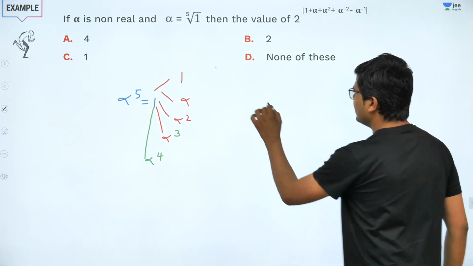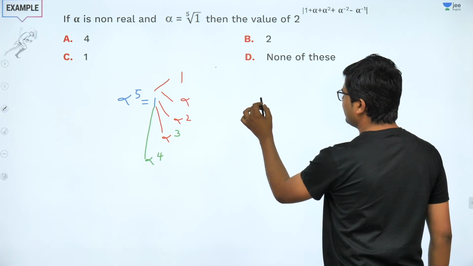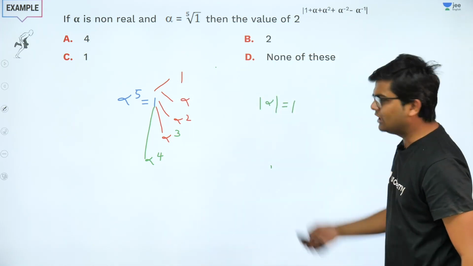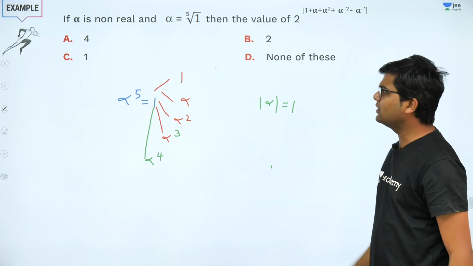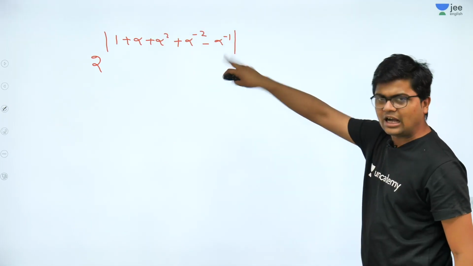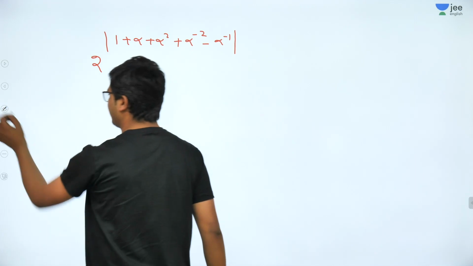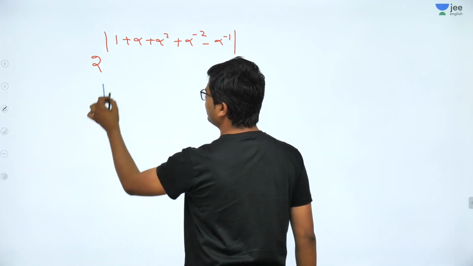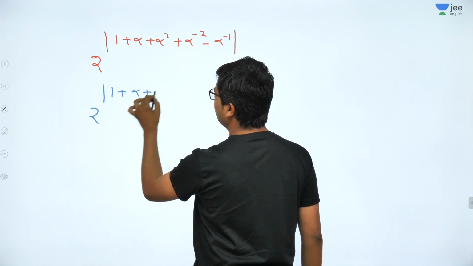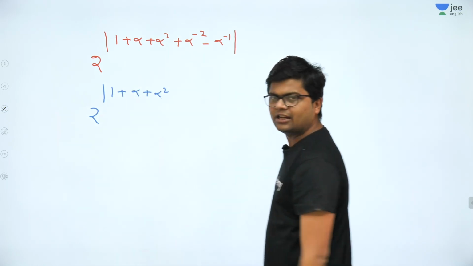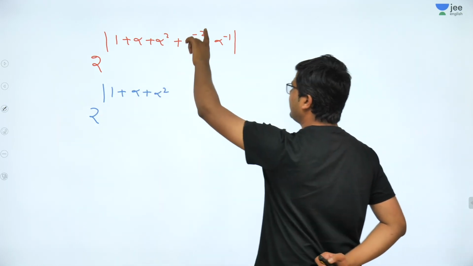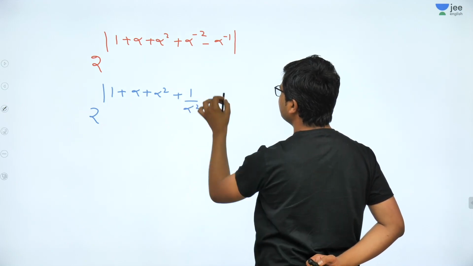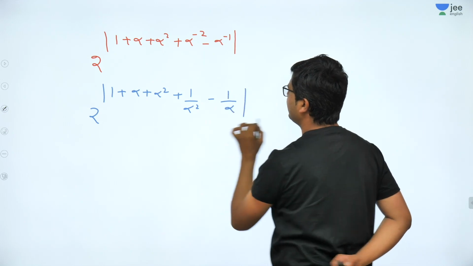Now since modulus of alpha equals 1, because they are roots of unity, their modulus will be equal to 1. Now I am applying these ideas to solve this question. Just stay with me, it will solve like this. So 2 raised to the power modulus of 1 plus alpha square. Till here everything is okay. Now alpha raised to power minus 2 can be written as 1 upon alpha square, and minus alpha raised to power minus 1 can be written as 1 upon alpha.